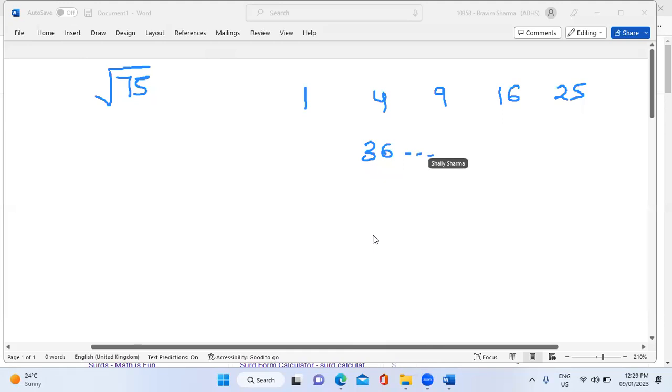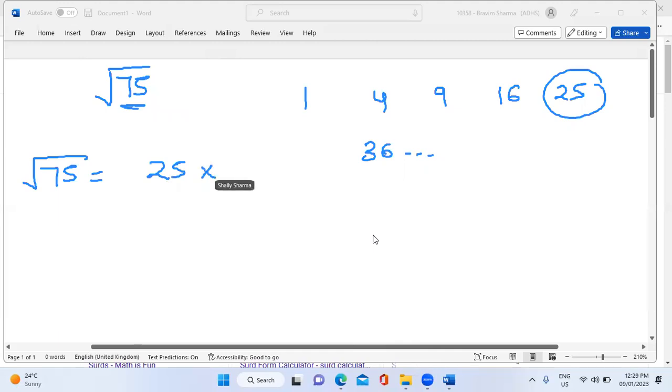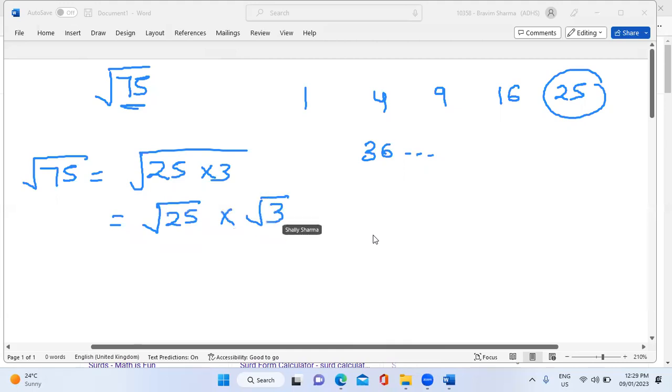For the square root of 75, I can see that 75 is a multiple of 25. So I can directly write the square root of 75 as the square root of 25 times 3. Then I will split it up as square root of 25 times square root of 3, which means it is 5 square root of 3. So this is the simplified form of the square root of 75.